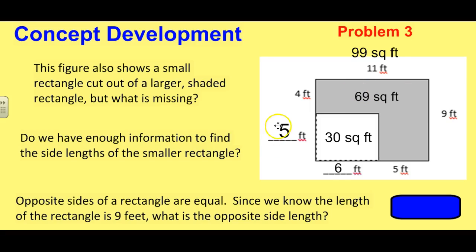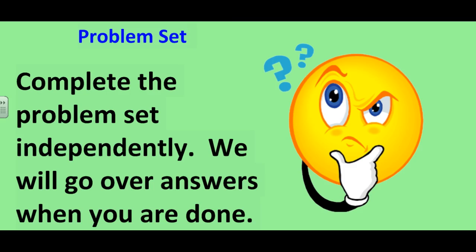Okay, so it took us a few more steps for this problem because we had to find the missing side lengths, but it's just like what we've been working on. Once you have found those missing side lengths, you take the same steps that we did on the last few problems. Okay, so we're going to go ahead and get our problem set. If you need to push pause to get that ready, you can go ahead and do that.